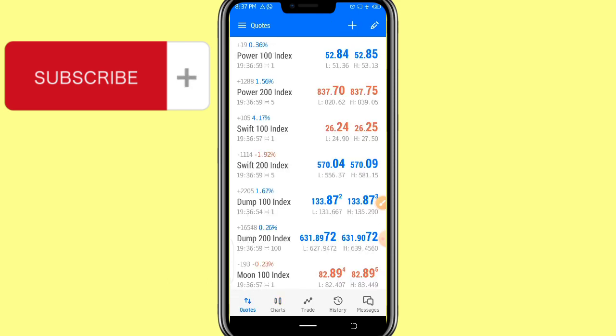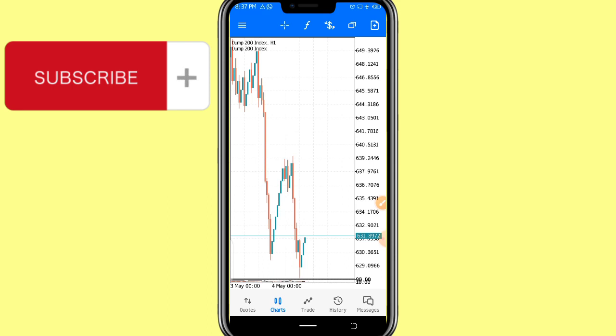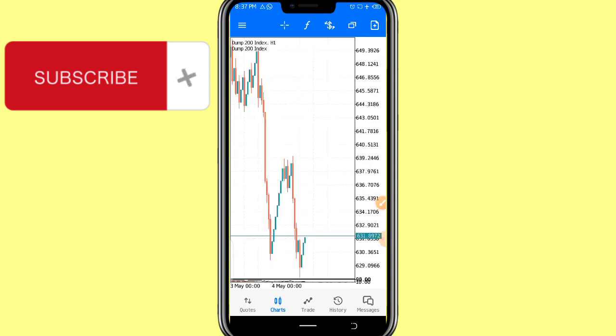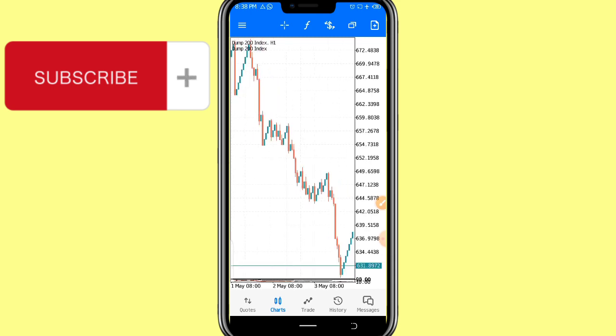So let's go to dump. I'll show you how dump also works. Dump is just like crash on Deriv. The moment it will be moving up, at a point there will be a sudden drop in price. The price will do what? Crash. You can say that the price is dumped. That is how the name comes from, dump. The price will crash at a point. That is how the movement works, and that is how it's being traded.